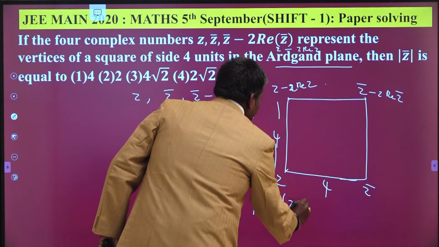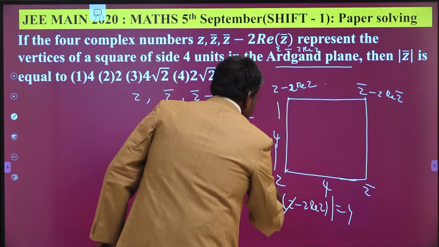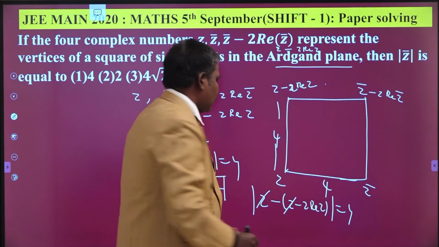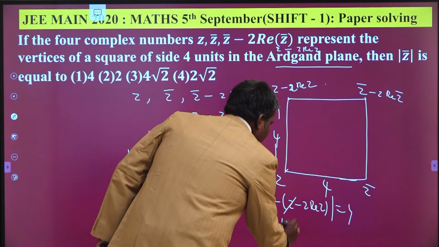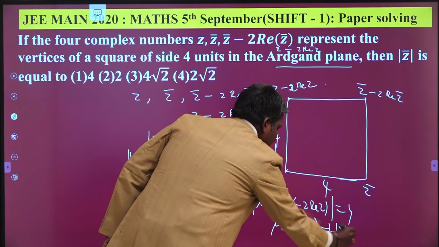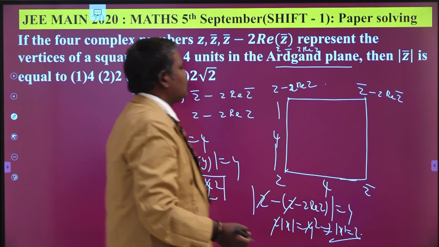z minus 2 times the real part of z is equal to 4. Here z cancels, minus into minus is plus, 2 times the modulus of the real part of z. We mean 2 times |x| is equal to 4. We have 2 getting cancelled, which implies |x| is equal to 2.